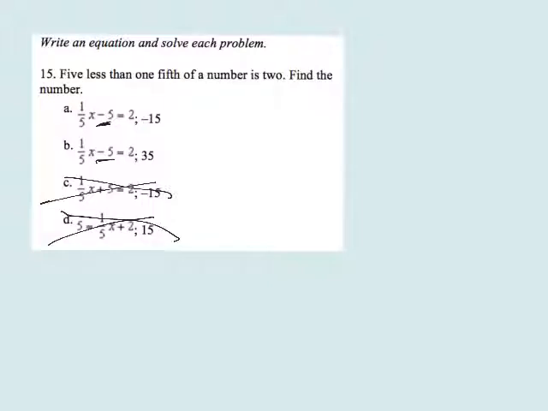5 less than 1/5 of a number is 2. Find the number. Well, the way I thought of it, and this is just the way I did it, if I do 1/5 of 15, 1/5 of 15 is 3, minus 5 does not give me 2. 3 minus 5 gives me -2. Think about this. If I take 1/5 of 35, and that would be 7, 7 minus 5 gives me 2.